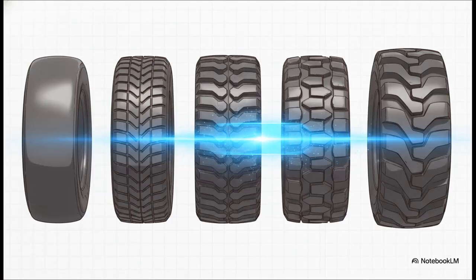Right after that machinery letter we just talked about, you're going to see a number from 1 to 5. This dictates the exact environment the tire is built to handle. A 1 means smooth.